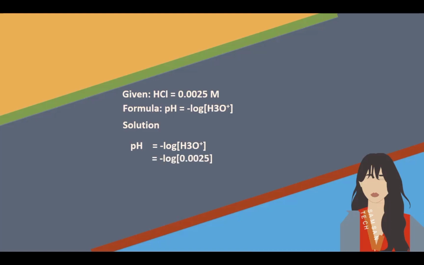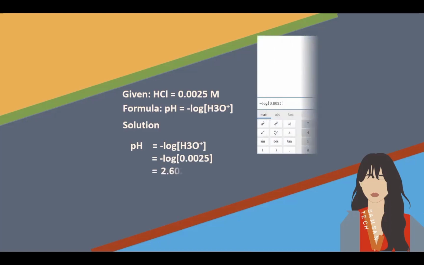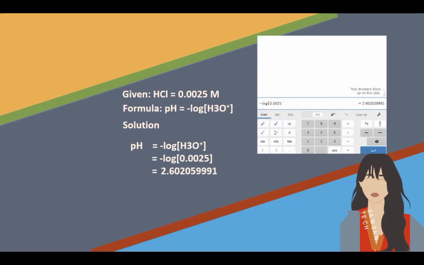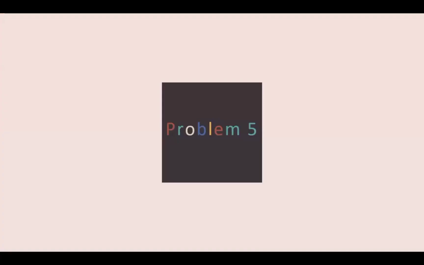Then, negative logarithm of 0.0025. Then, as seen in the calculator, the answer is 2.60205991. Therefore, the pH of 0.0025 hydrochloric acid is 2.60 moles of hydrochloric acid per liter.